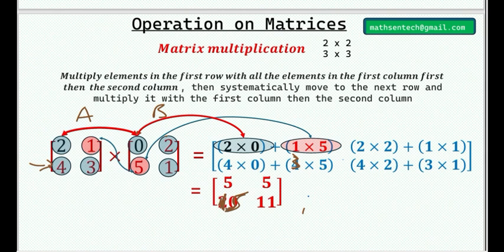For the other one, it's 4 times 2, which is 8, then 3 times 1, which is 3. So 8 plus 3, that gives you 11. That means now our resultant matrix is 5, 5, 15, and 11, just like you can see right there. So that's a 2 by 2 matrix.